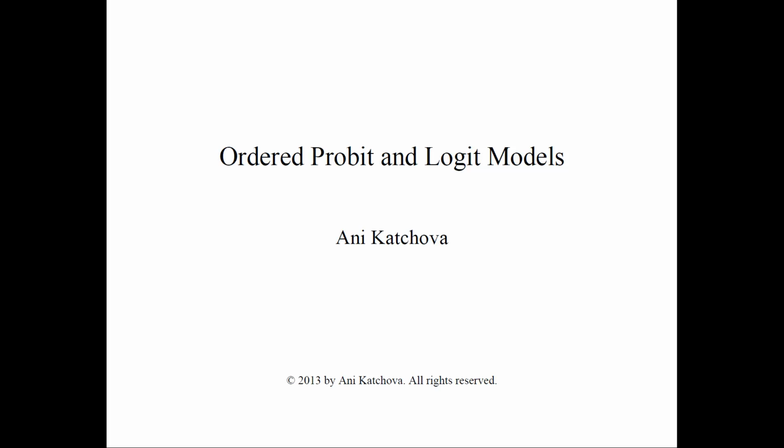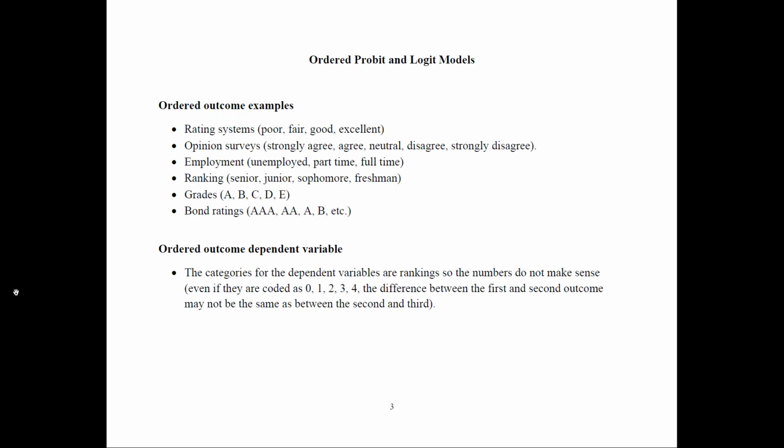Today I will talk about the ordered Probit and the ordered Logit models. The overview is very simple. I will first talk about the ordered outcome dependent variables, and I will give you a few examples, and then I will talk about the functional forms for the ordered Probit and Logit models, and I will also discuss how to interpret the coefficients and the marginal effects.